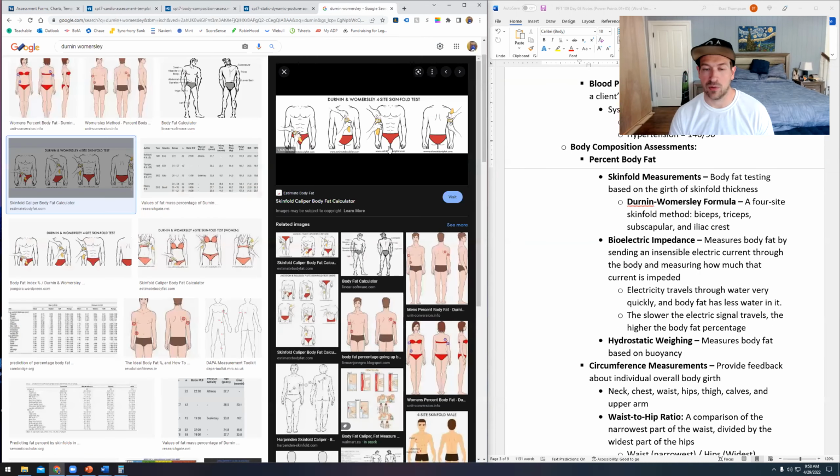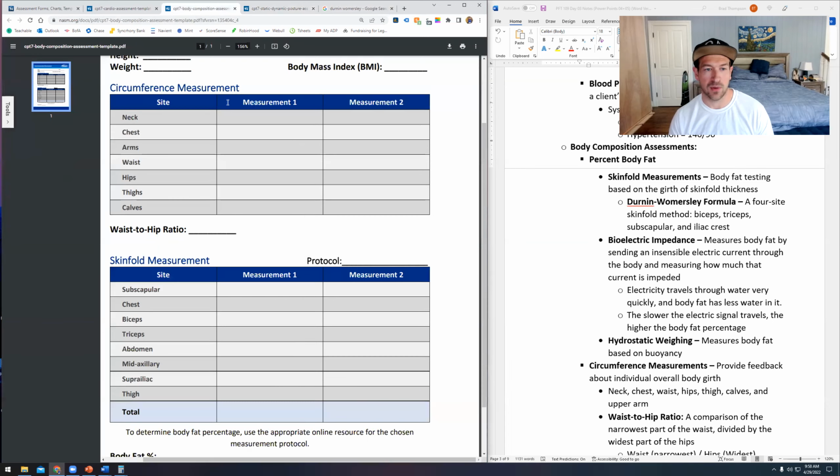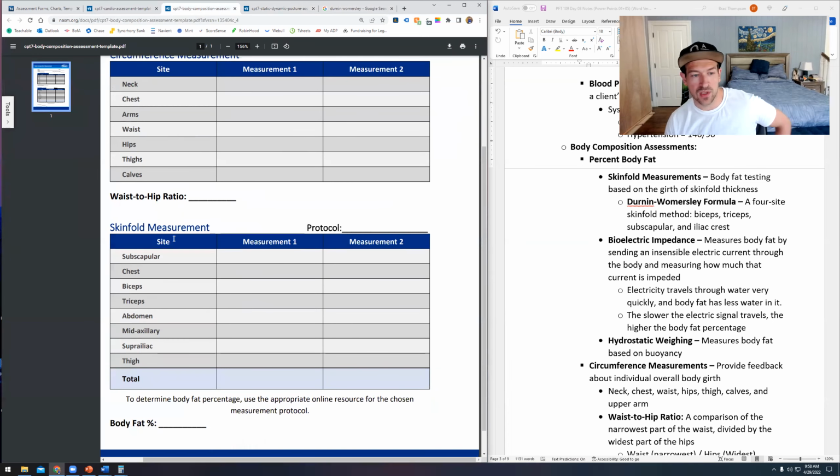And all you're gonna do is you're just gonna write all 4 of those numbers down, punch them all in. Very, very simple, right? So that's the subscapular, biceps, triceps, and suprailiac. You just write those down, and then it's got a space here for the protocol. There's other protocols out there. There's the Jackson Pollock. There's what are the other ones? I don't even know. There's other methods out there. This is the one I like to use because it's fast and it's just as accurate.